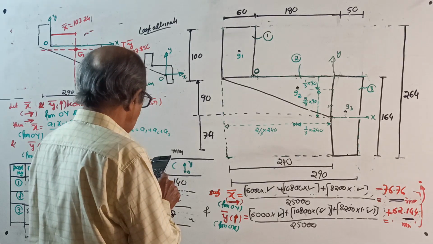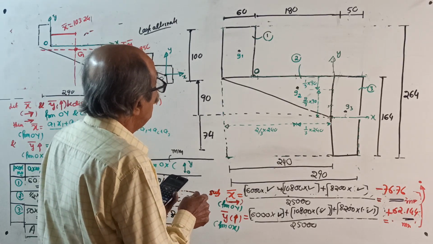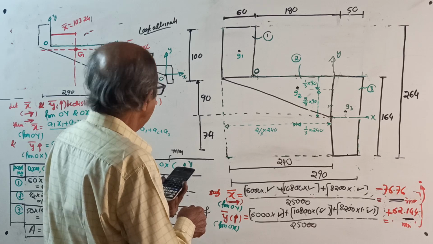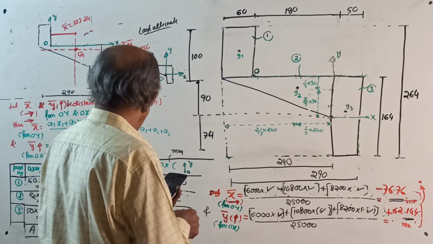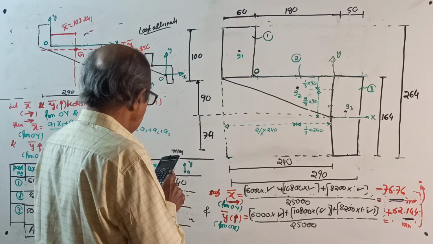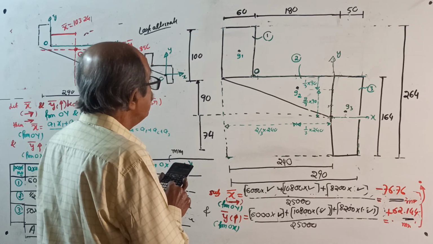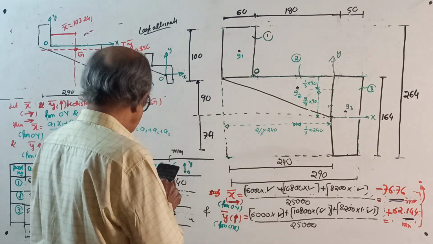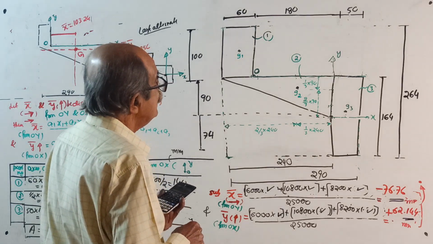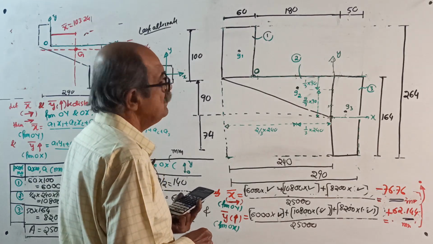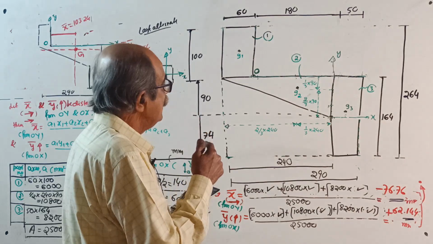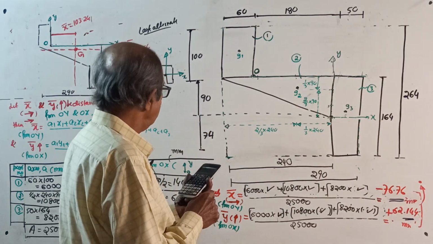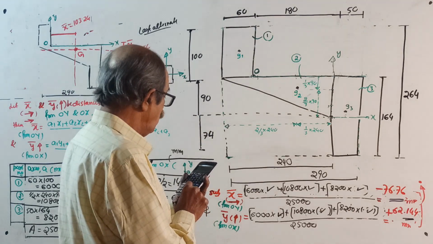10,800 into Y2. 2/3 of 90 is 60. Plus area is 8,200 into 8. Why 8? 164 by 2 is how much? 82. 82 minus 74 is 8. Yes, 8.